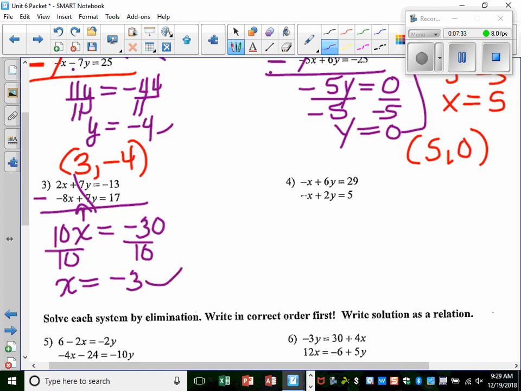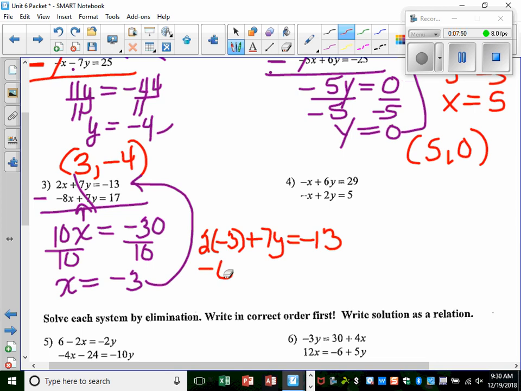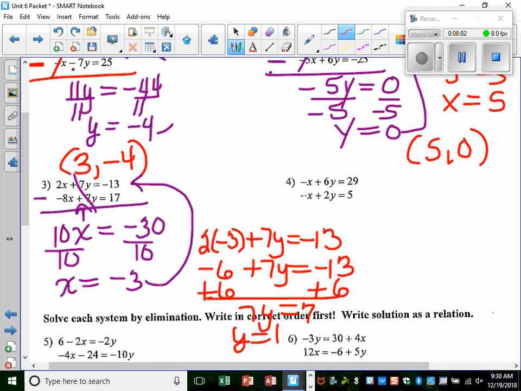Okay, I'm just going to do the first one again. You can do the second one if you like. It really doesn't matter where you substitute that answer. So I'm going to do 2 times -3 plus 7y equals -13. So -6 plus 7y equals -13. And then add 6. So 7y equals 7, so y equals 1. So your coordinate would be -3 and 1.